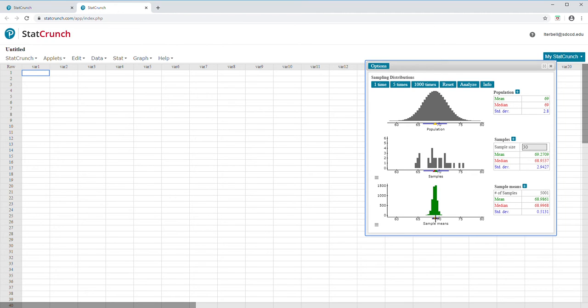Notice the shape looks similar to the green one when our sample size was 5, but it's narrower. That's because we have a smaller standard deviation. The standard deviation is 0.5. So it looks like when you increase the sample size, you have less variation in your sampling distribution. Our standard deviation is 0.5, whereas it was 1.24 when we had a sample size of 5.